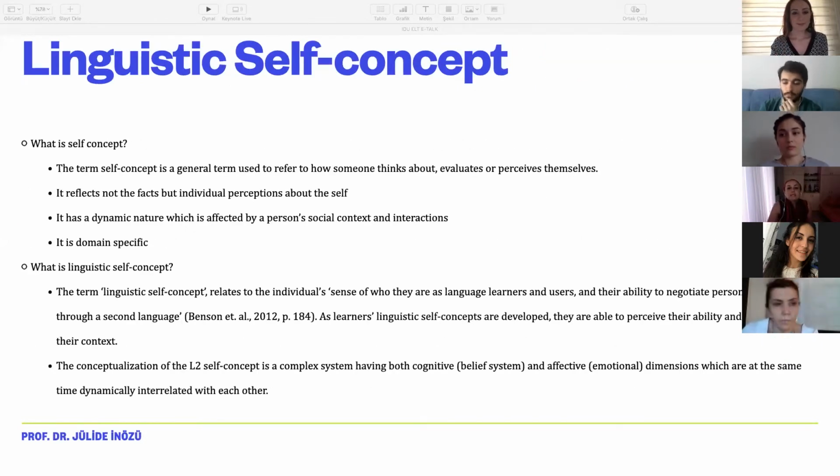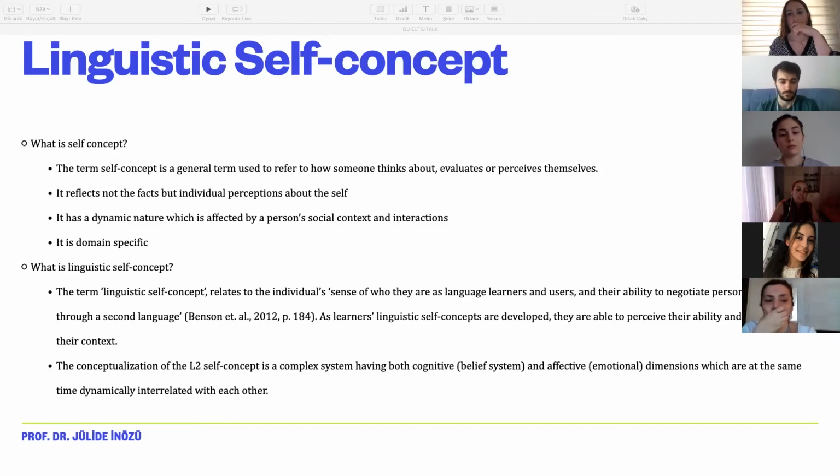Okay, to understand this relationship, let's have a look at the concept, the term self-concept. What is self-concept? It is a very generic term used to refer to people's thoughts, ideas, evaluations, and perceptions of themselves. So as you understand from this definition, self-concept is not a fact, it is not factual. Self-concept is very subjective. It is very much related with how, in the light of the others' thoughts, others' evaluations about us. Okay, so we should know that self-concept is not factual, it is perceptual.